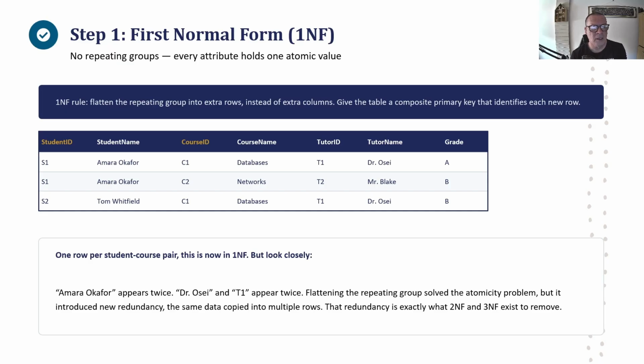So flattening this repeated group has solved the atomicity problem, and we can now have as many courses as we want. Amara could do more and more and more courses, and that's no problem. We just create more and more rows. However, we do have redundancy in that the same information is stored more than once. For example, Amara's name is stored twice, the tutor name Dr. Osei is stored twice, and this is duplicate redundant data.